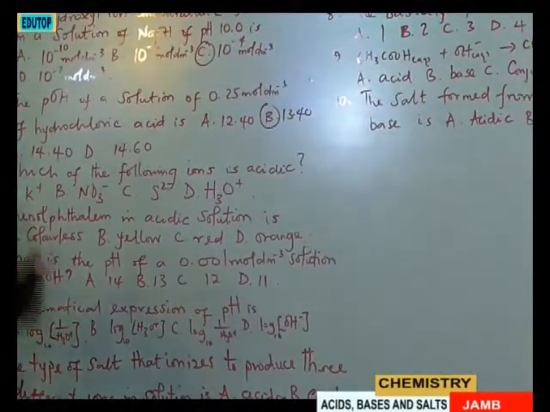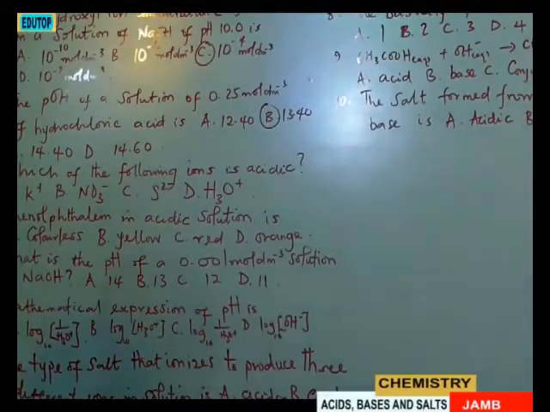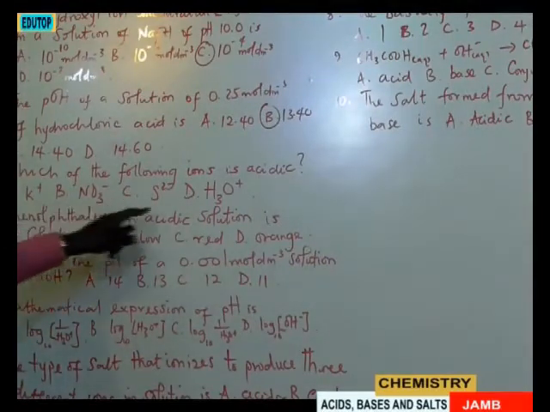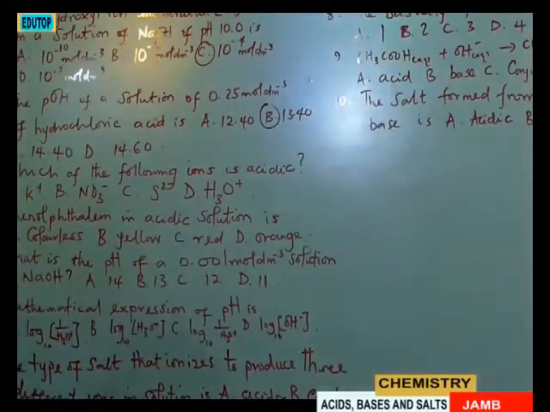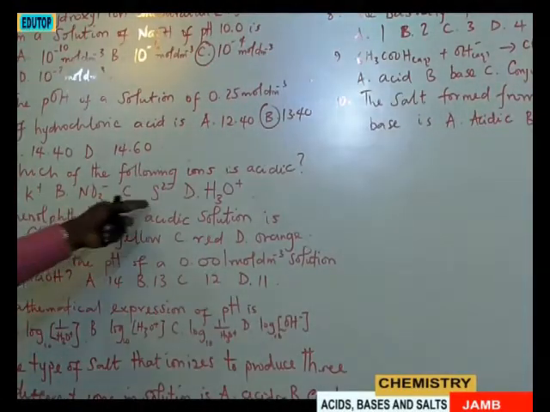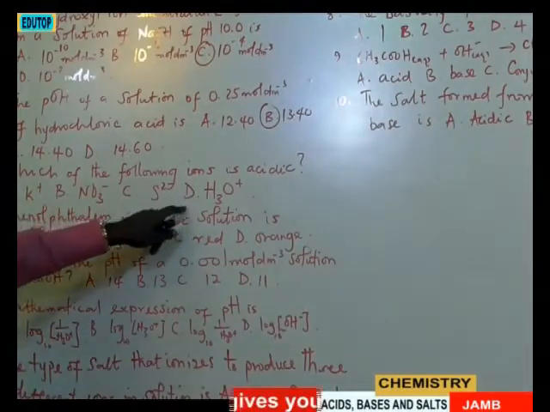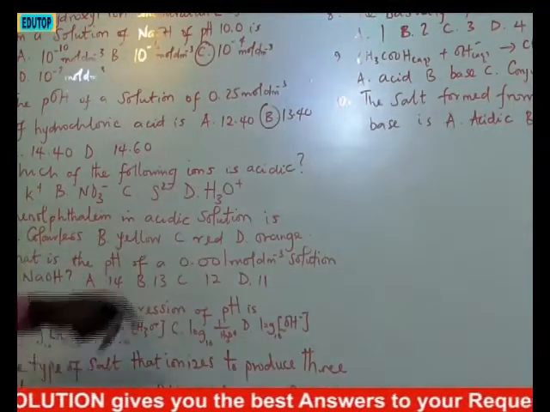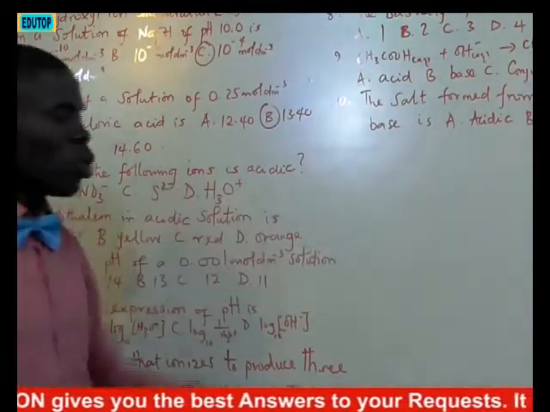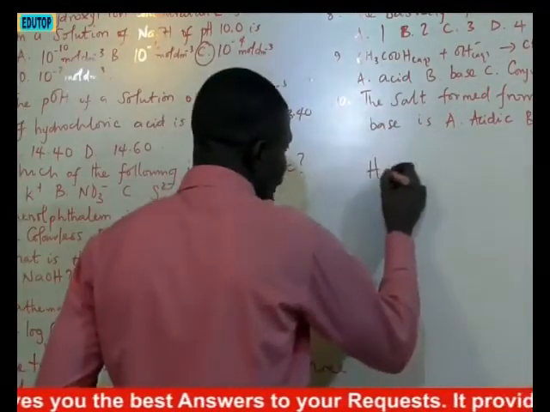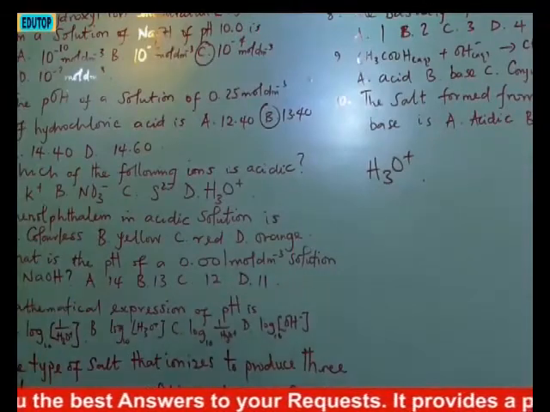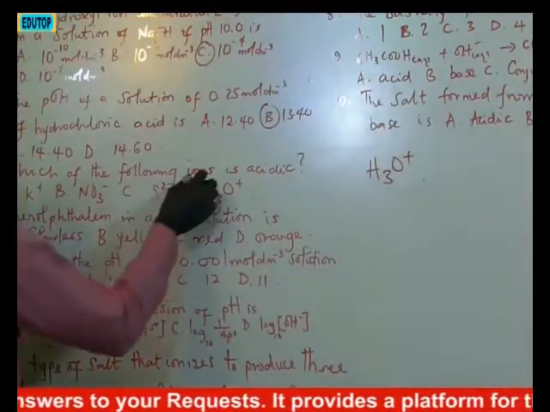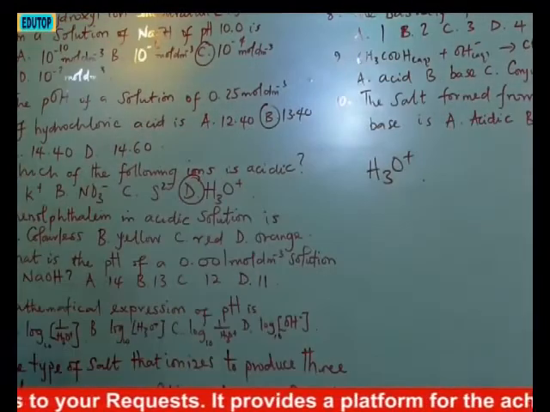Question 3. Which of the following ions is acidic? Remember that the options are potassium ion, nitrate ion, sulfide ion, then hydronium ion. So you ask yourself what will happen here. What they are testing here is the Arrhenius definition of an acid, which says that an acid is a substance which in aqueous solution produces hydronium ion. Take note of that. So automatically the answer will be option D, because this is the only hydronium ion in the options.